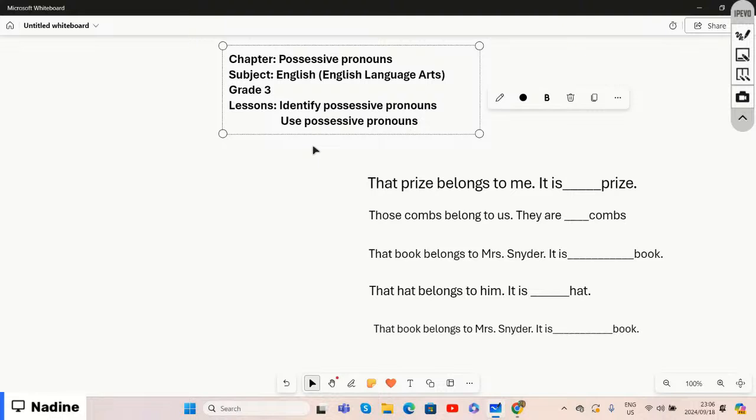So when it comes to possessive pronouns, remember when you talk about possessive, right? Then we can make mention of things that are either mine, yours, theirs, his, hers. Those are possessive pronouns, right? So instead of using the person's name, you use words like mine, his, hers, ours. Those are words that we use when it comes to possessive pronouns.